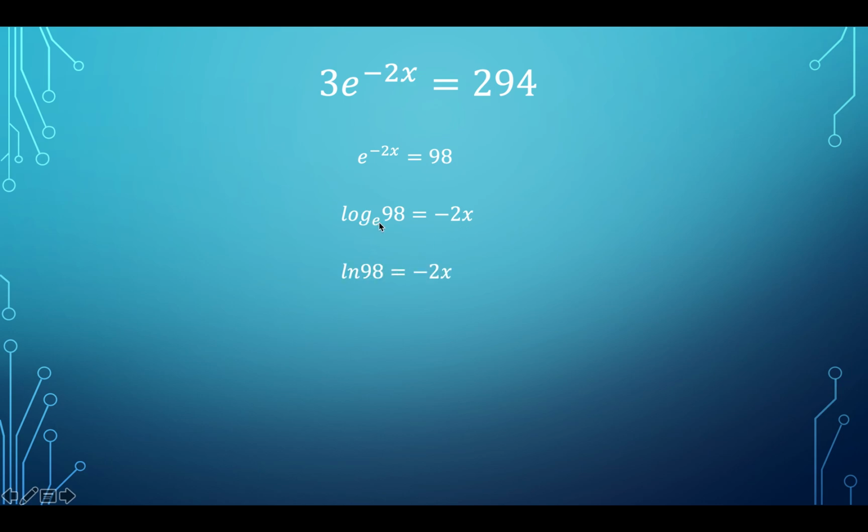We replace log base e with ln. So now we're left with ln of 98 is equal to negative 2x. In your calculator, now do ln of 98, and we get 4.58 is equal to negative 2x. So how are we going to get x by itself? Well, we got to divide each side by negative 2. And when we do that, x is equal to negative 2.29.